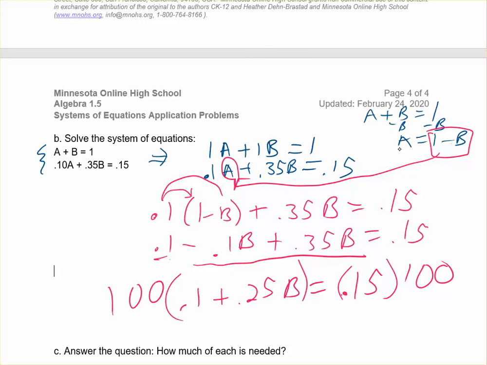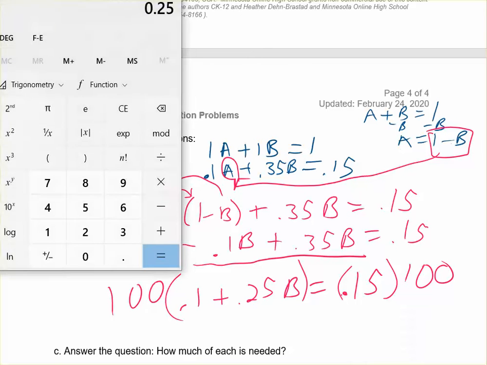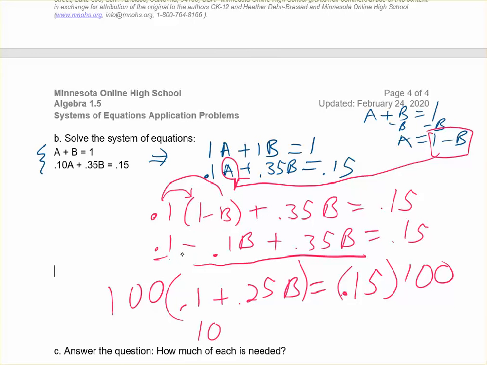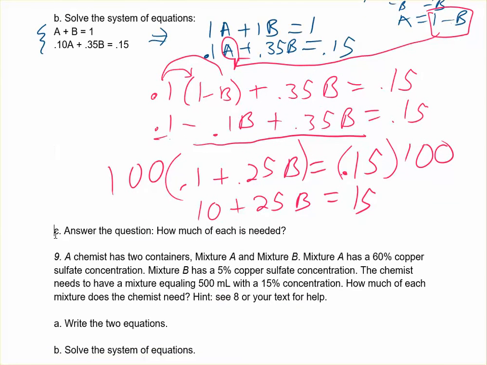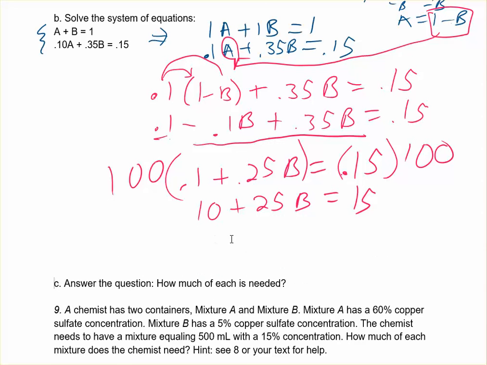If I multiply 100 times 0.1, what do you think you get? 100 times 0.1 is 10. That's a much nicer answer. And 100 times 0.25 is 25. And 0.15 times 100 is 15. So at any point I should have stopped and said, let's just multiply everything by 100 and that will get rid of all of our decimals, and this will be a much easier problem to finish.